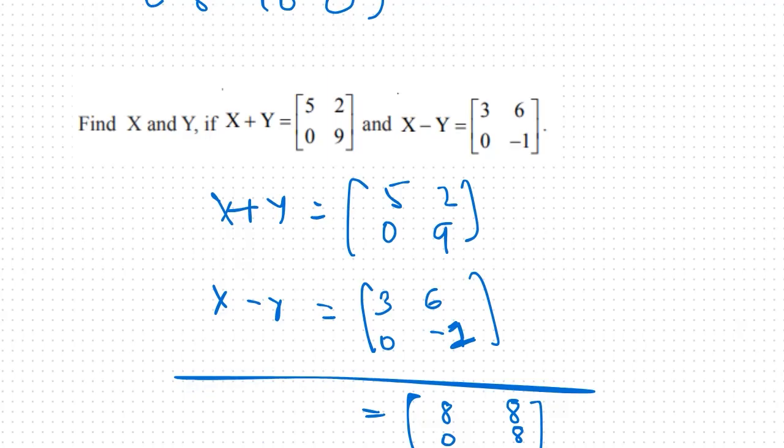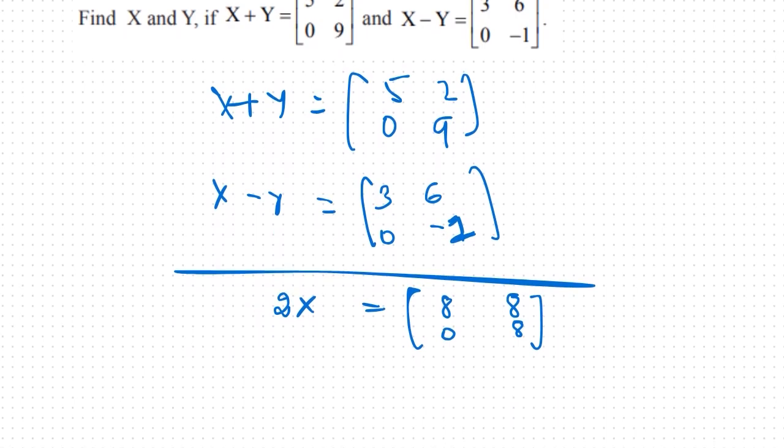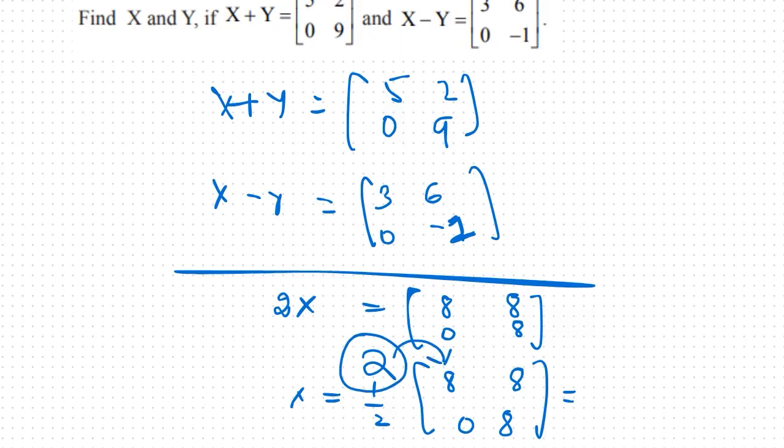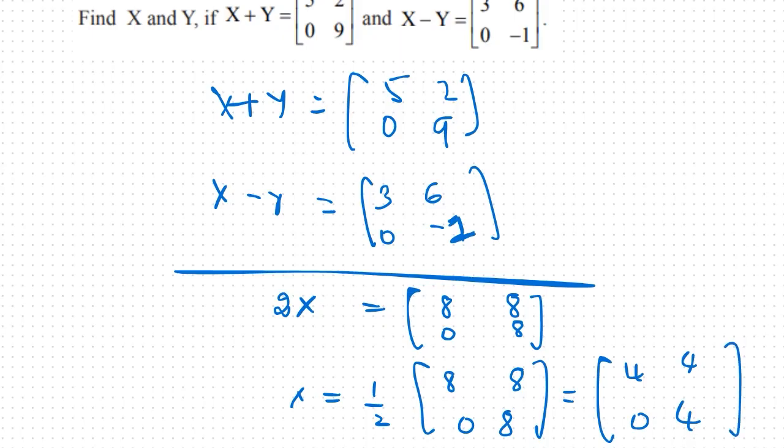And on the left side, x plus y plus x minus y. Did you observe something? The y and y cancel, so 2x will be left on the left side. So x will be half of this matrix. Just as with 2 you would multiply, here you take half. 4 4 0 4. This is the answer, x.